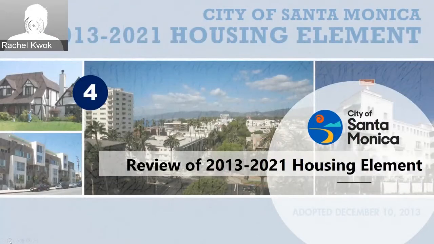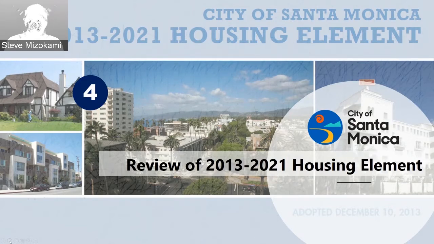And so with that, I'm going to turn it over to Steve Mizukami, who's going to go over our previous housing element and the various goals that we had identified before. Great, thanks, Rachel. Steve Mizukami here, and I'll be going over this next section 4, which is a brief overview of the current housing element goals and objectives.